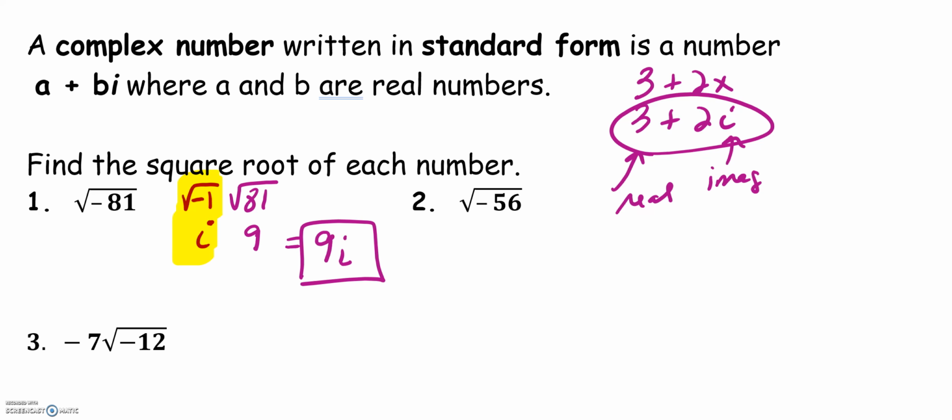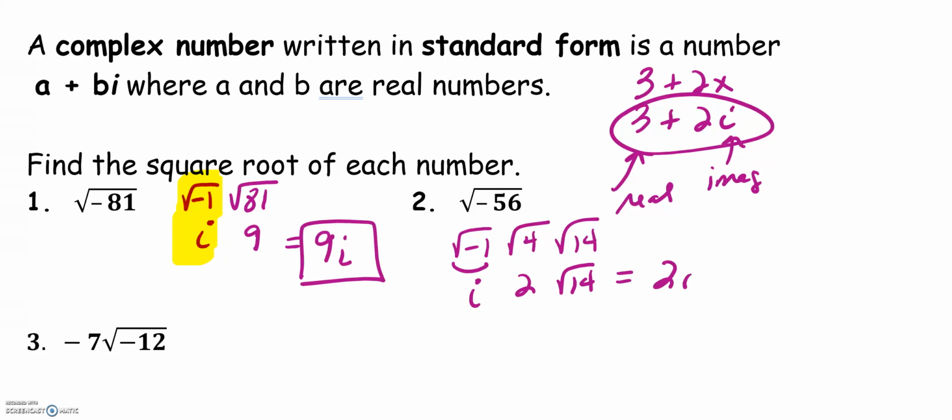So the square root of -56, we have the -1. 56 is 4 times 14. So the square root of -1 is i, the square root of 4 is 2, and then we have our square root of 14. To write that in the correct form, the answer is 2i square root of 14. We put the real number first. If there is an imaginary, it comes before the radical. 2i square root of 14.